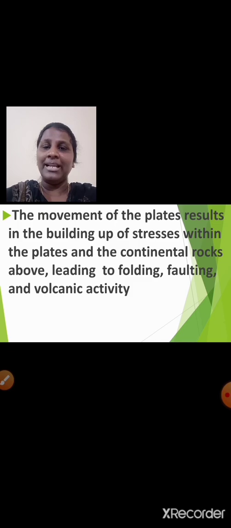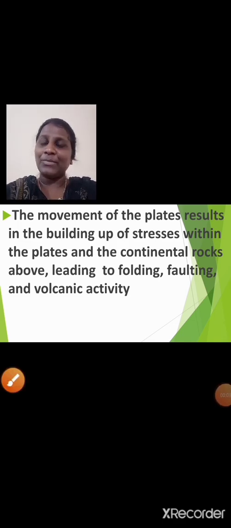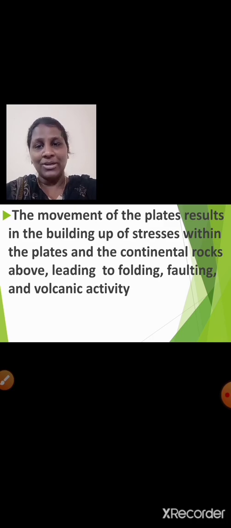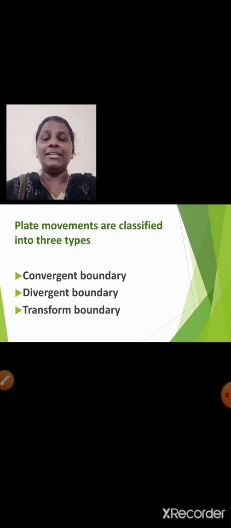The movement of the plates results in the building up of stresses within the plates and the continental rocks above, leading to folding, faulting, and volcanic activity. Due to the movement of the plates, what happens, students? It builds up stresses within the plates and the continental rocks, which leads to folding, faulting, and volcanic activity. We will learn folding and faulting in detail now. Before that, we will learn the three types of plate movements.